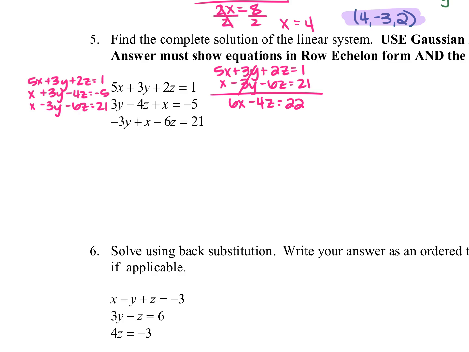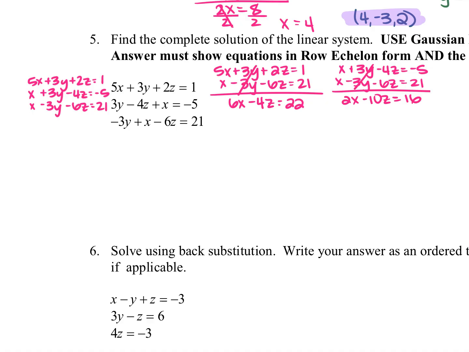From here, I'm going to use my middle equation since I haven't worked with that one and the bottom one. So that's going to give us x plus 3y minus 4z is equal to -5, and x minus 3y minus 6z is equal to 21. Once again, your y's are opposites, so they cancel. You're left with 2x minus 10z is equal to 16.